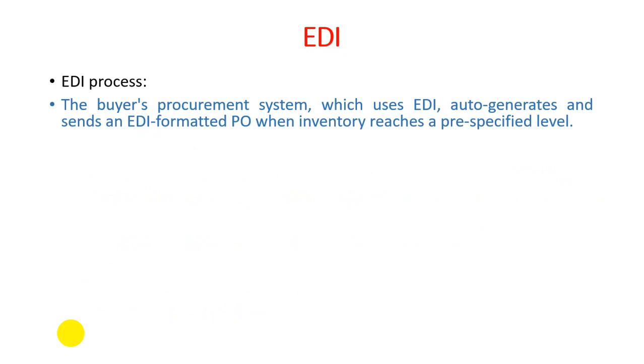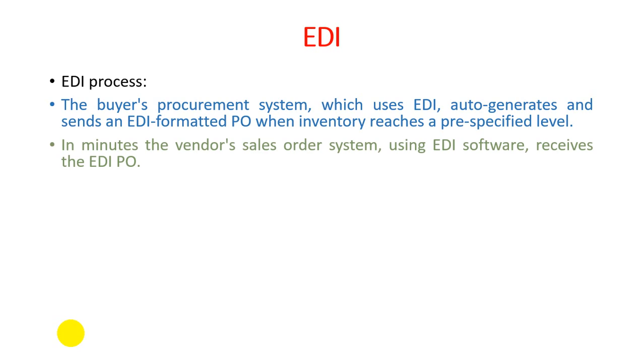Now what is the EDI process? The buyer's procurement system, which uses EDI, or we can say auto-generates and sends the EDI format PO, purchase order, when the inventory reaches a pre-specified level. It means, in simple words, the customer places an order.